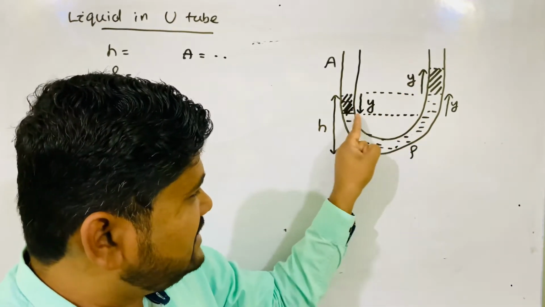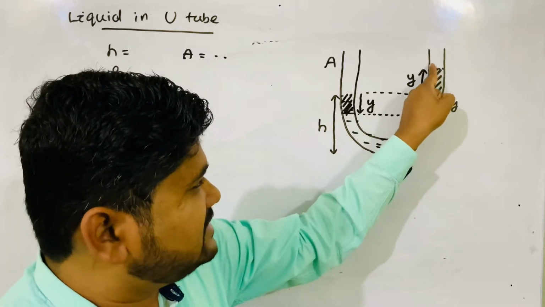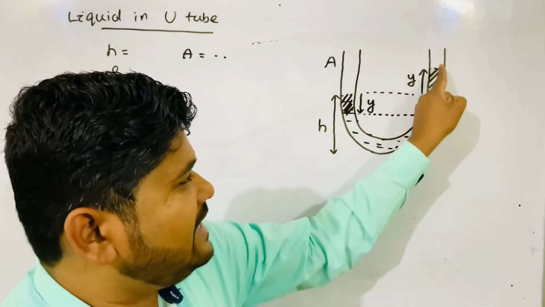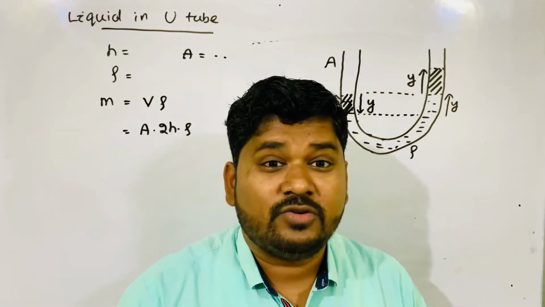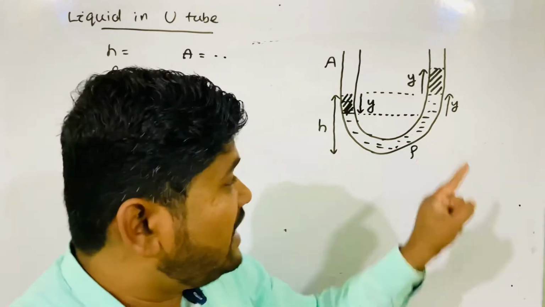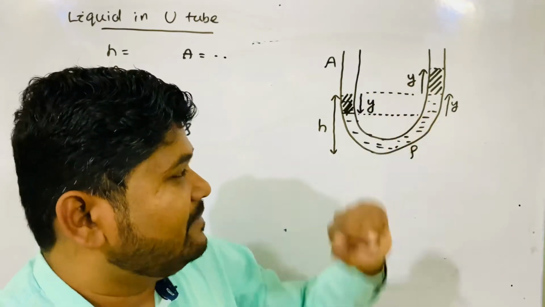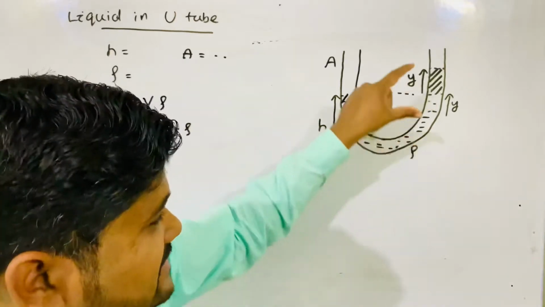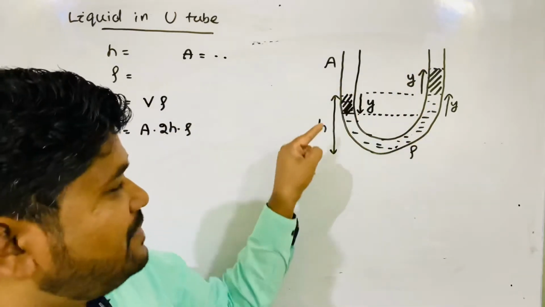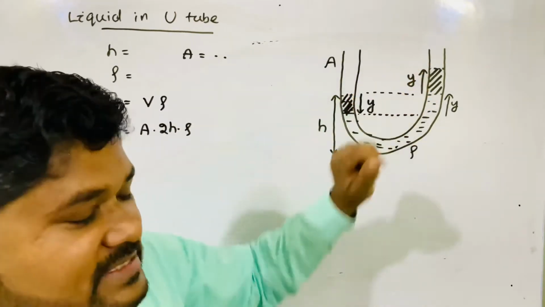So now its level is this, but its level is this. So how much total height of liquid is more in this limb? Total height is y plus y, equal to how much? 2y. 2y extra liquid is there. If you compare to this level, here 2y height of extra liquid is there.